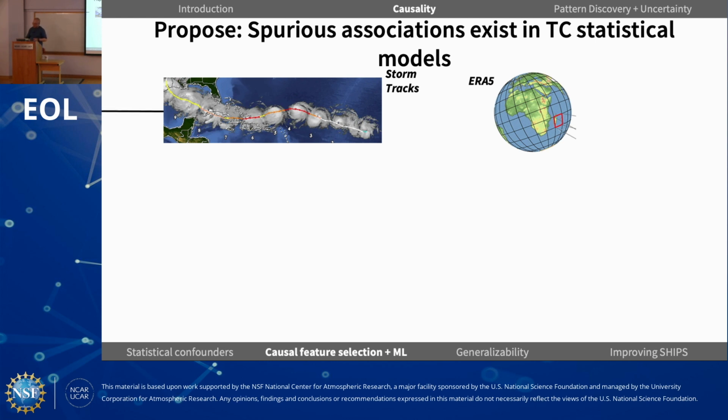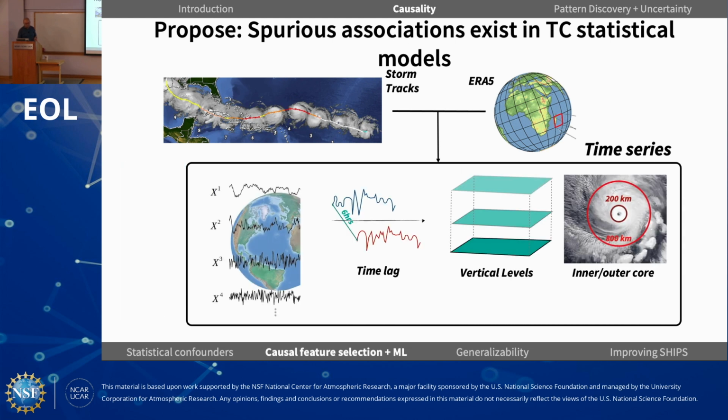So we build time series data, which contains a lot of different information: time lag information related to the prediction, different vertical levels, and inner core and outer core information. The variables we have are standard variables you can find in ERA5, for example moisture information, ice information, and vertical velocity information. If we do all this, we have a time series data set with about 3,000 features in total.